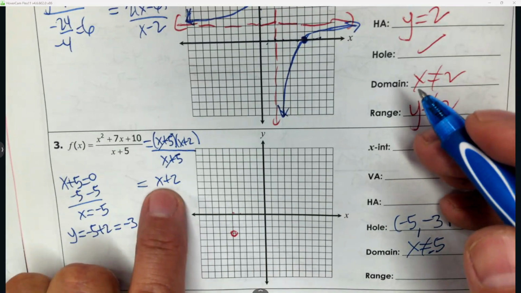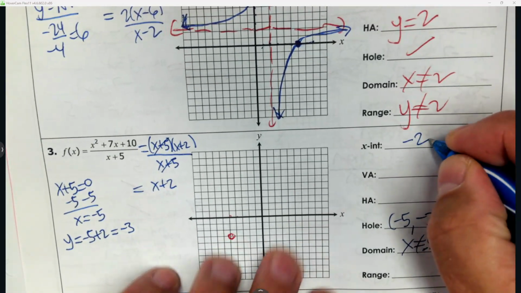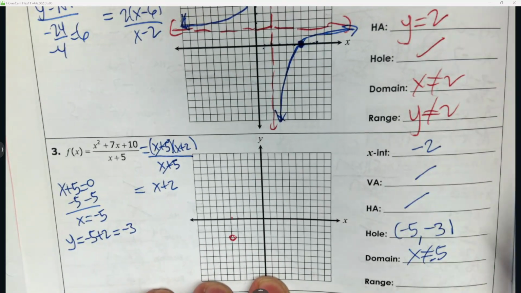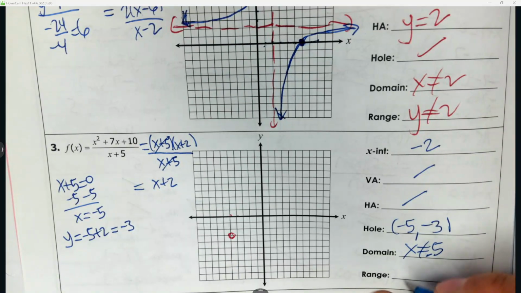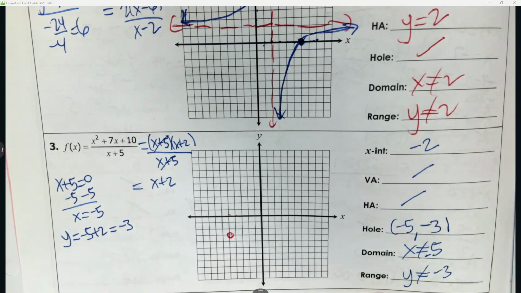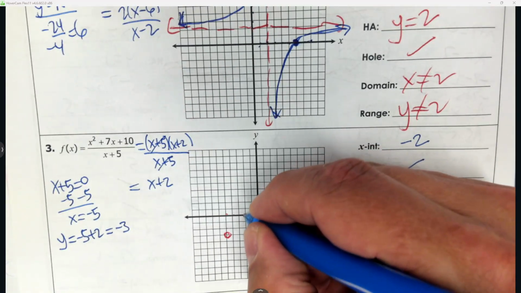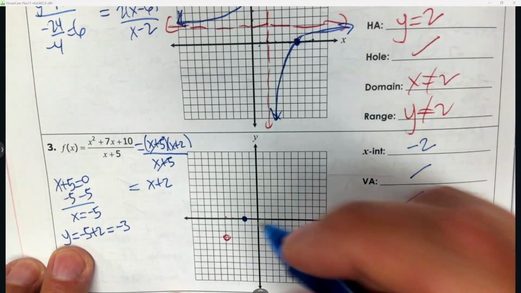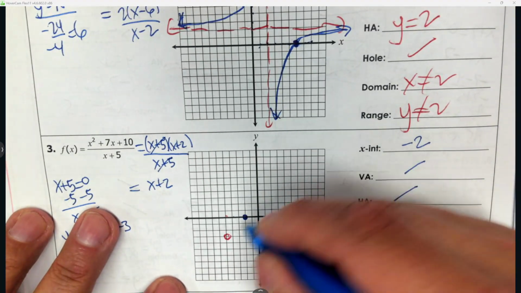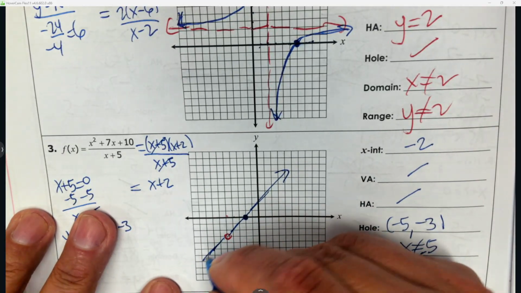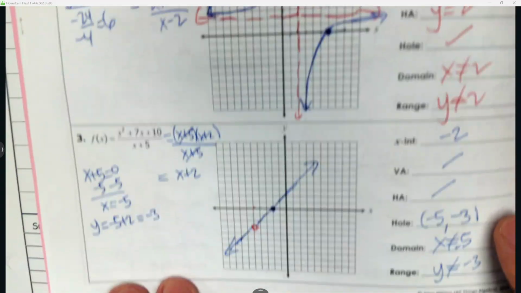Now, my x-intercept is negative 2, the opposite number there. We have no vertical and we have no horizontal asymptote. This is a line with a hole in it. And the range is going to be the y-coordinate of the hole. So the x-intercept's at negative 2. And then I draw a line through that. Hop over the hole, and there's the picture.